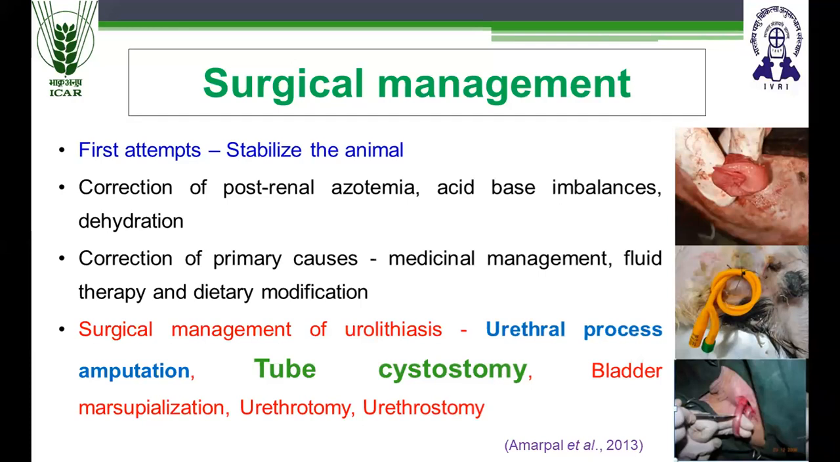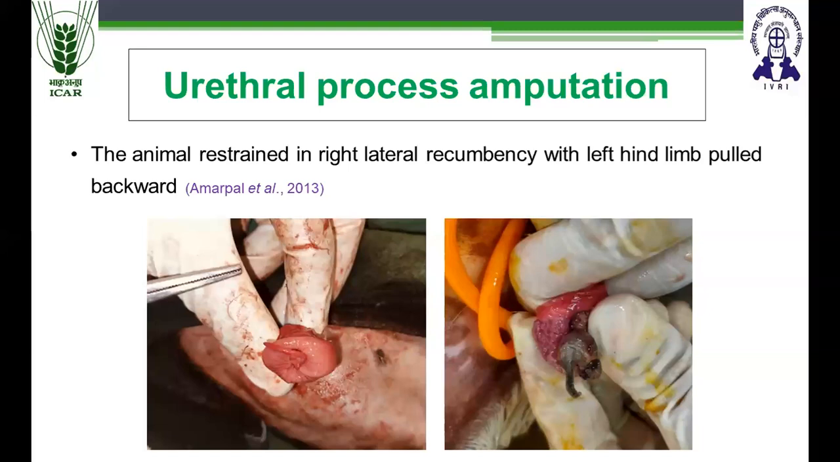So, urethral process amputation, I already told you, God has given this species some anatomical peculiarity which predisposes this poor creature to obstructive urolithiasis. In urethral process amputation, we just need to restrain the animal in lateral recumbency and cut. But most of the animals, especially in this particular area, are presented at an age of less than 6 months. In such animals, urethral process exteriorization is very difficult. We cannot easily exteriorize it. For that, we have to cut the foreskin and with much difficulty exteriorize it.